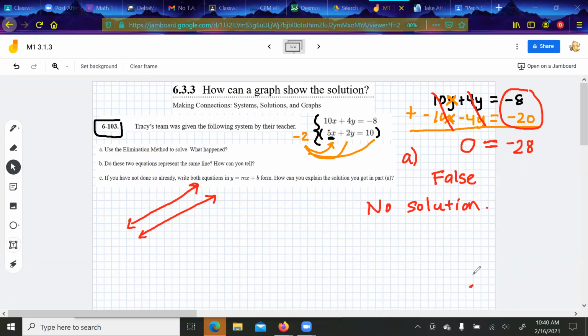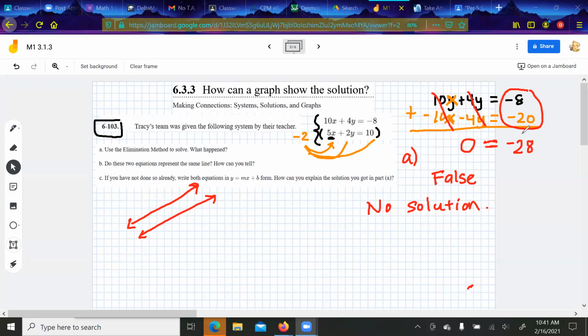Okay, somebody's writing in the chat, so let me check there. Yeah, it means the lines are parallel. They're not intersecting. So these are two different lines because when I multiply this, I get another 10x, another 4y. I can get both of these to be the same. If I multiply by +2, I can get this to be 10x and 4y, but then the right side will be different. So that tells me they have the same slope, but different y-intercept. So it means they're parallel and there's no solution.